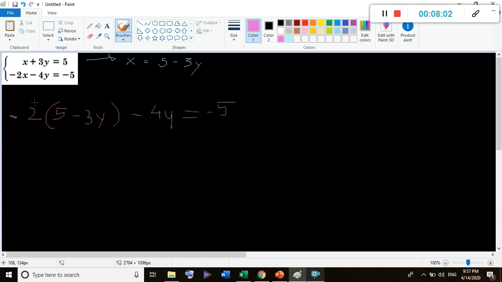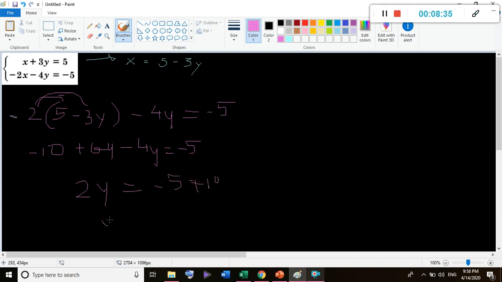So it's going to be negative 2 times 5, which is negative 10. And we're doing the distributive property here: negative 2 times negative 3 is plus 6y, minus 4y equals negative 5. So let's combine like terms. We're going to move the negative 10 over there. 6 minus 4 is 2y, and here it's going to be negative 5 plus 10. So 2y equals negative 5 plus 10, which is 5.